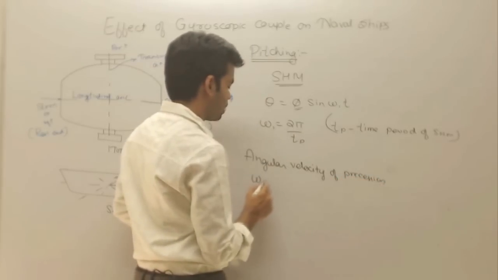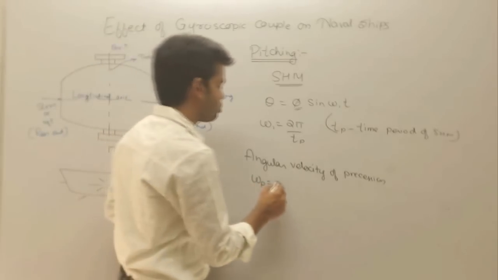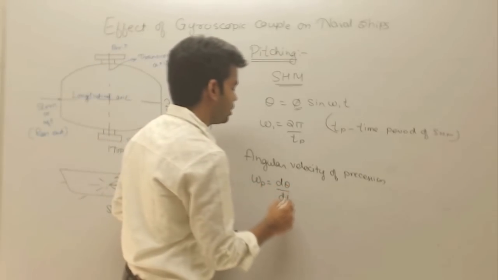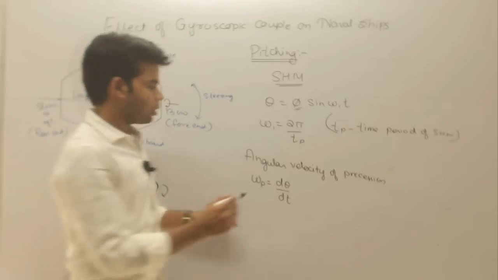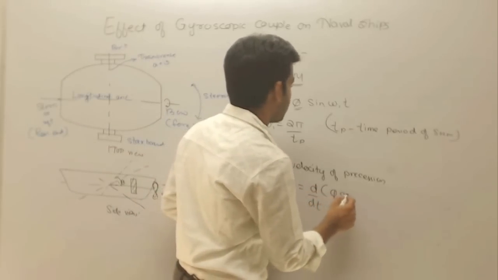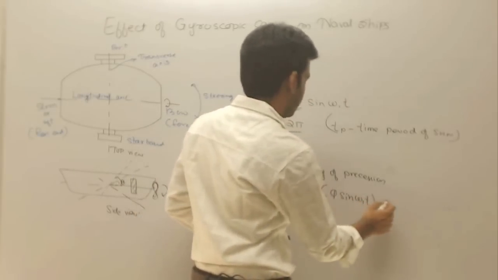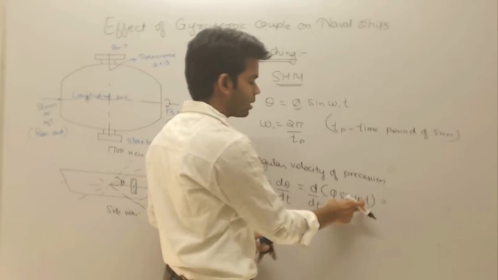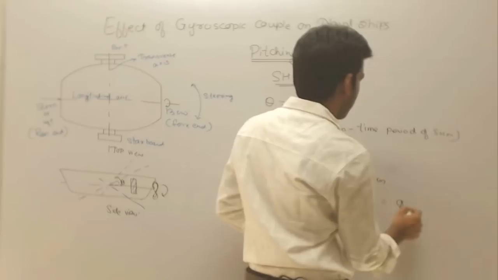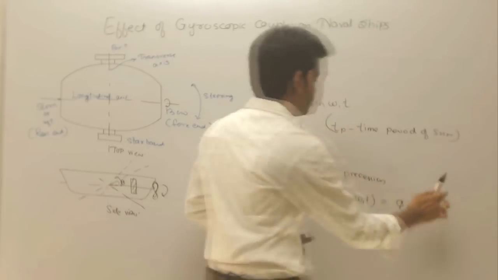What we call omega p. What will be the angular velocity of precession? So what will be this omega p? This omega p is nothing but d theta by dt, as we all know. Or you can say d by dt of theta, where theta is phi sine of omega 1 t. So d by dt of phi sine of omega 1 t will be equal to phi into omega 1 cos of omega 1 t.